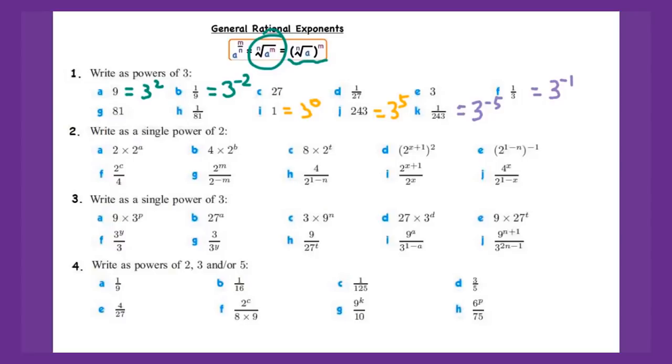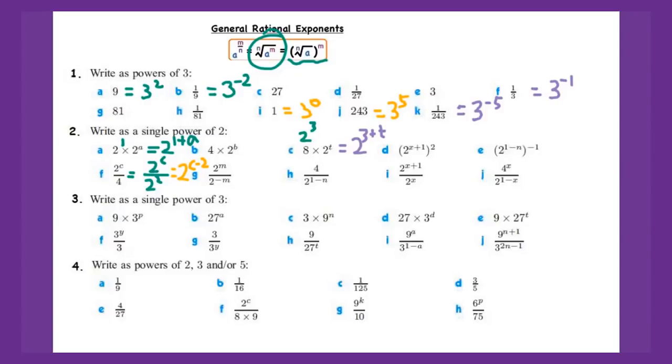For number 2, write as a single power of 2. This is a 2, I can write 2 to the 1st power. So I add exponents, it will be 1 plus 8. For f, I can write 2 to the 6th power over 2 squared. Then I can write 2 to the 6 minus 2nd power. For c, I can change 8 into 2 to the 3rd power. Then I add exponents, I get 2 to the 3 plus t.